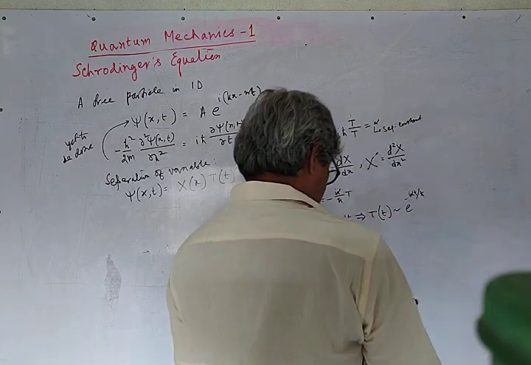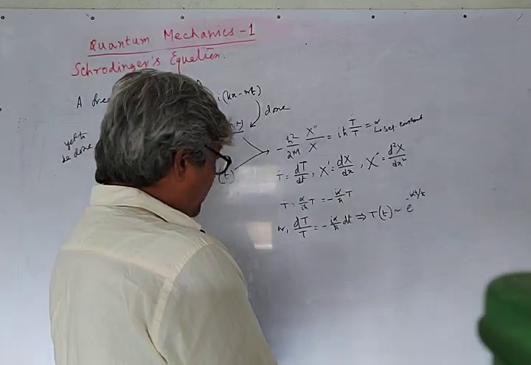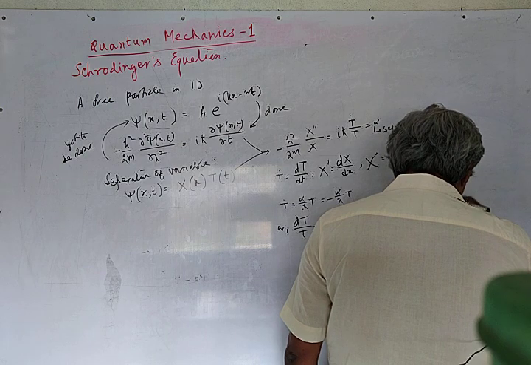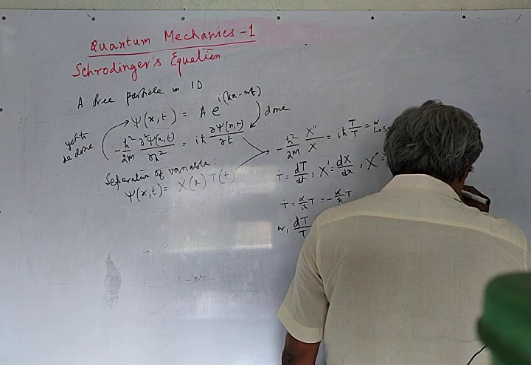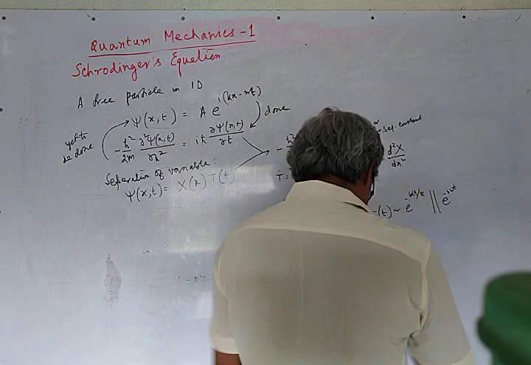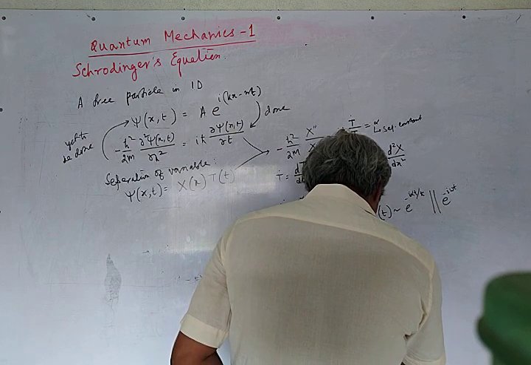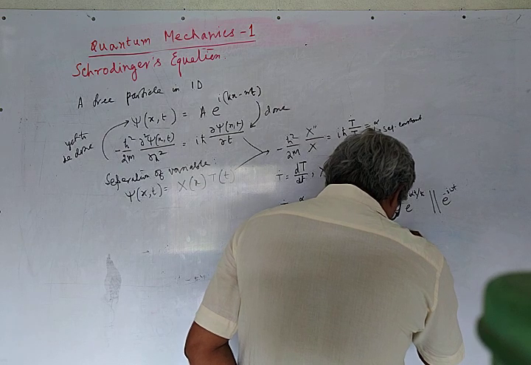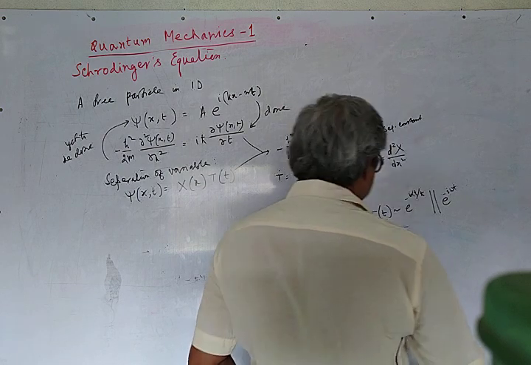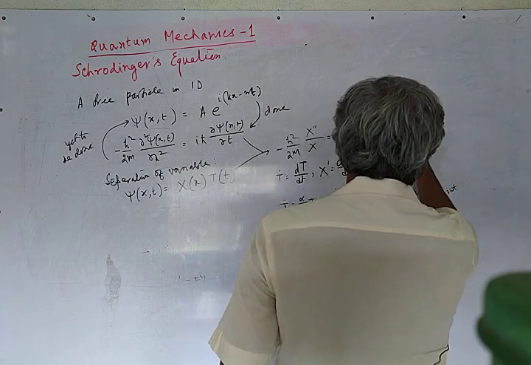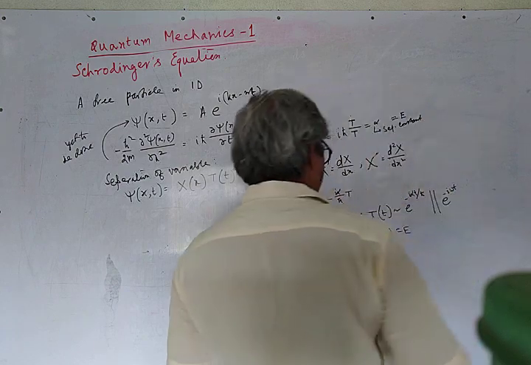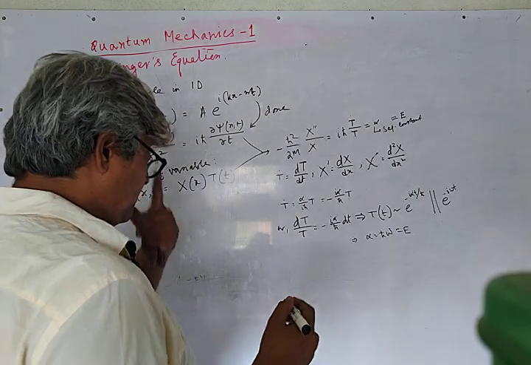minus i alpha t by h cross. Consider the temporal behavior of a wave. The temporal behavior of a wave is e to the power minus i omega t. So comparing these two, we get that alpha is equal to h cross omega, that is E, the energy of the particle. So the separation constant has a special significance: it is the energy of the system.